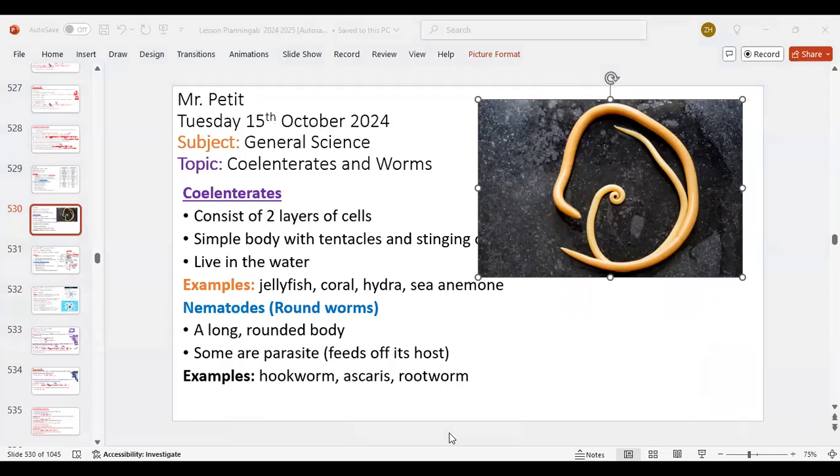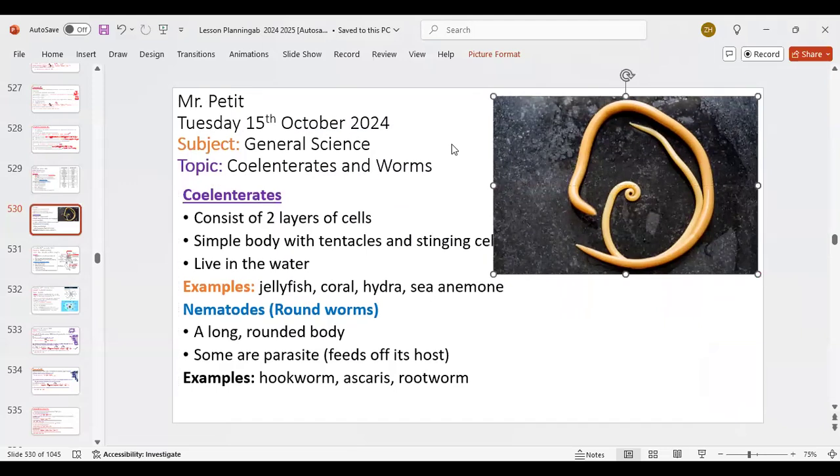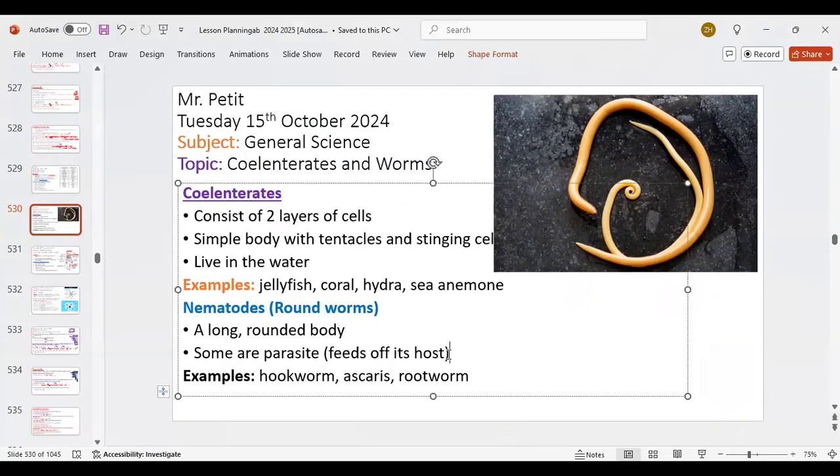So this one is Ascaris. This is another example of a roundworm. Okay. Is Enterobius a roundworm? What's the name? Enterobius. Oh, I don't know that one. You can look it up, but I don't know it off the top of my head.